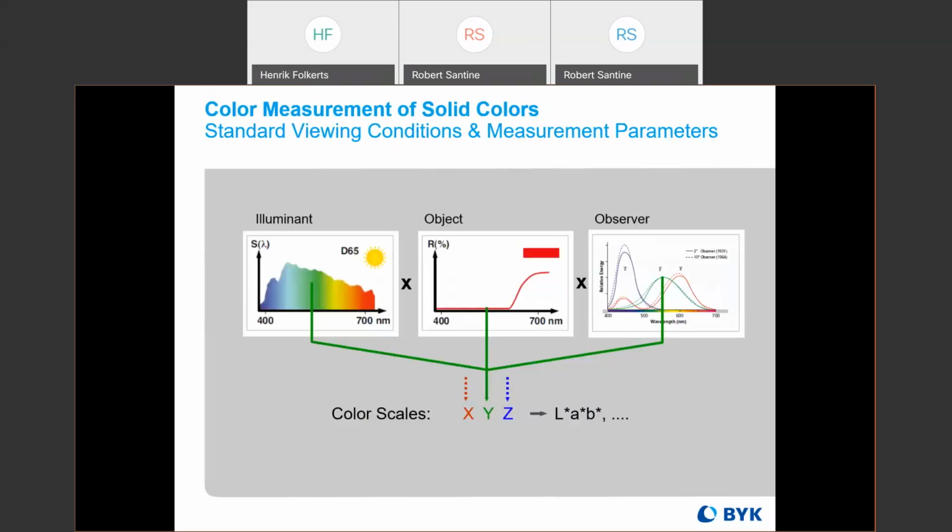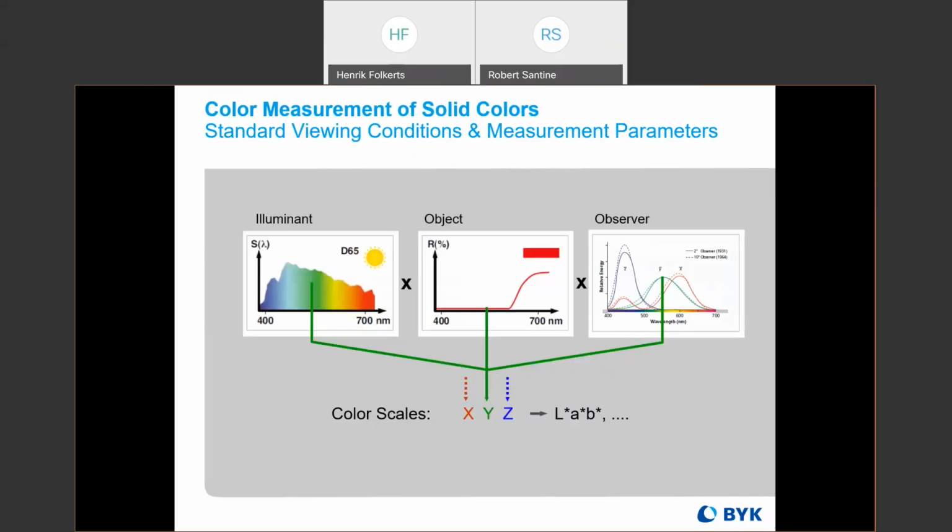So when we measure color, we need to have standard viewing conditions and measurement parameters, and that includes things like the illuminant. The organization CIE has standardized a number of different illuminants, which are all programmed into our spectrophotometers in order to accurately calculate what the color looks like under that illuminant. Of course, the object is what a spectrophotometer measures. It measures the spectral reflectance curve of an object, and that's just what percentage of each wavelength is reflected back by the object as opposed to being absorbed by it.